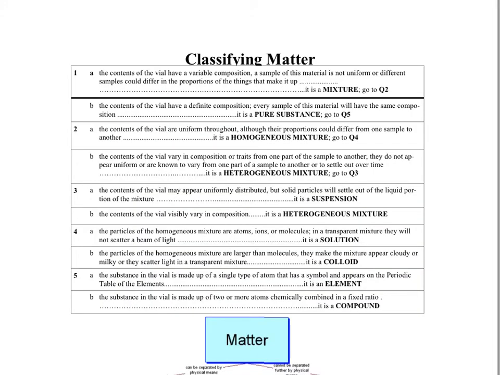Now on to classifying matter. Reminder that matter is anything that takes up space and has mass, which pretty much describes everything around you. Air, everything you touch, everything you see and interact with. So that's a very wide category of things, so we need to classify that matter. Matter is first divided into groups based on whether or not it is a mixture or a pure substance.